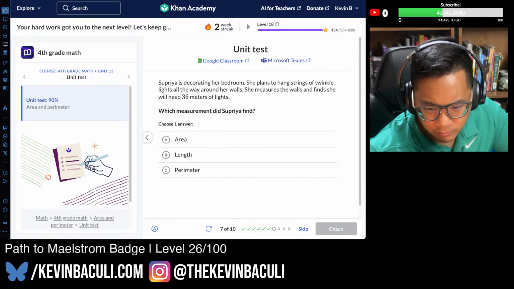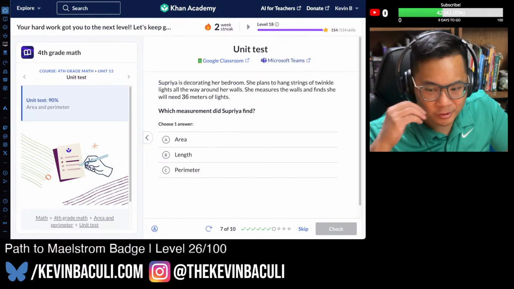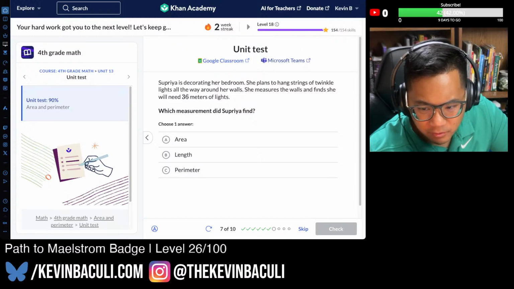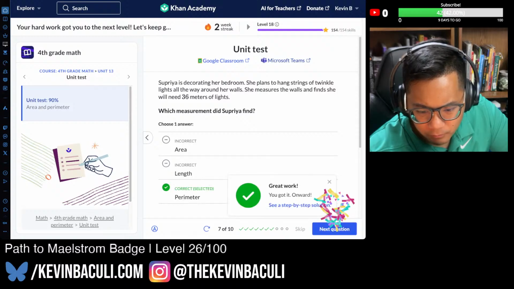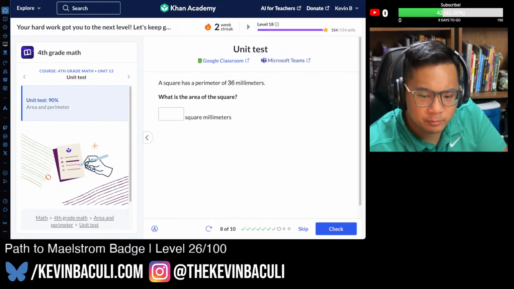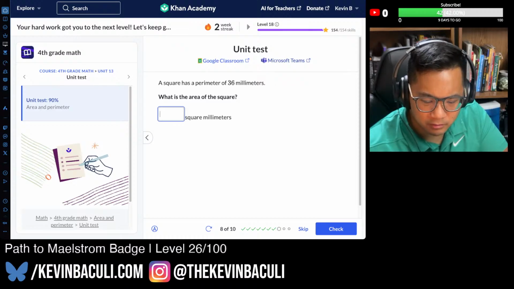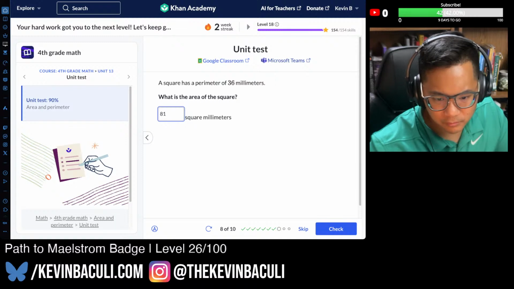Supriya is decorating her bedroom. She plans to hang strings of twinkle lights all around the walls. She measures the walls and finds it needs. Square has perimeter of 36. 9. So it's 81.